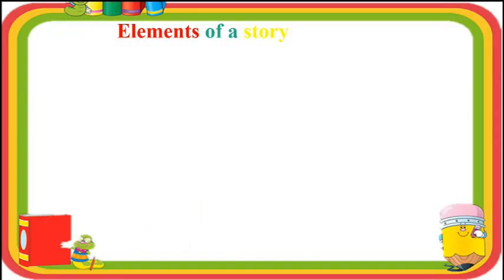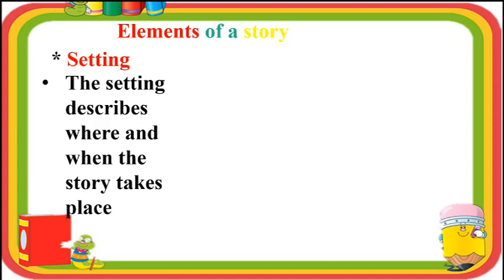First, I will explain elements of a story. In this lesson, you will be learning 6 elements of a story. The first element is setting. The setting describes where and when the story takes place. To explain the elements of a story, I have selected the story The Lion and the Mouse. First, I will explain the setting of a story.